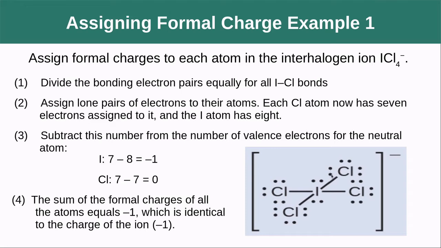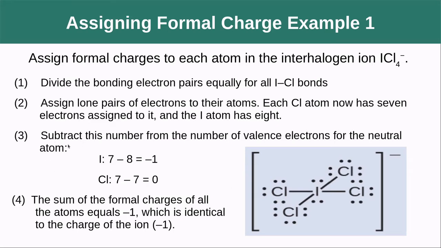Each one of these chlorines has 1, 2, 3, 4, 5, 6 electrons, plus both of the electrons in the bond count towards its octet. It now has 8. Iodine, on the other hand, has 1, 2, 3, 4, 5, 6, 7, 8, 9, 10, 11, 12. So it's actually hypervalent right now. It doesn't even really like to be in this kind of a situation, right?